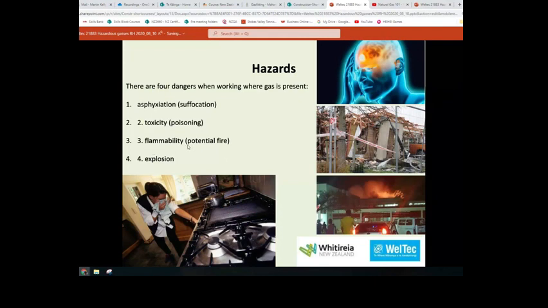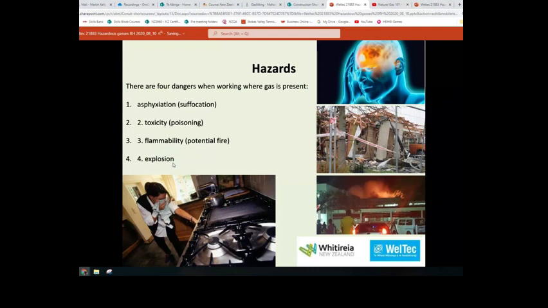Flammability. So you've got gases that are explosive. It can also include things like solvent fumes and stuff like that. As plumbers, I'm sure you're aware that PVC glue is highly flammable, and so is the primer. So the fumes from that can potentially ignite and create a fire as well. It doesn't just have to be the gases we've talked about.